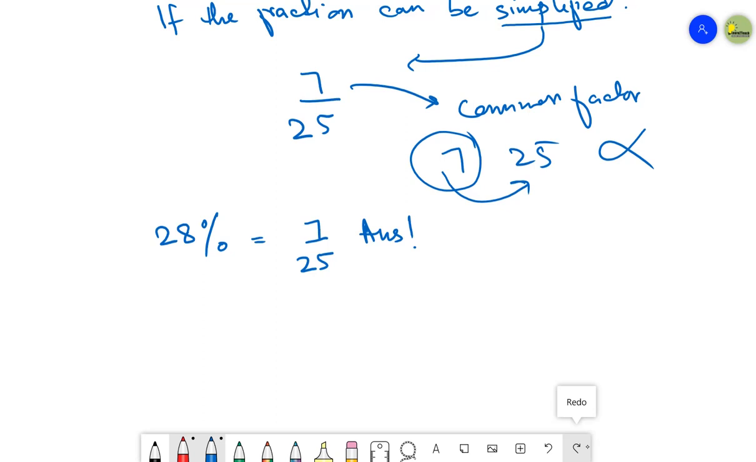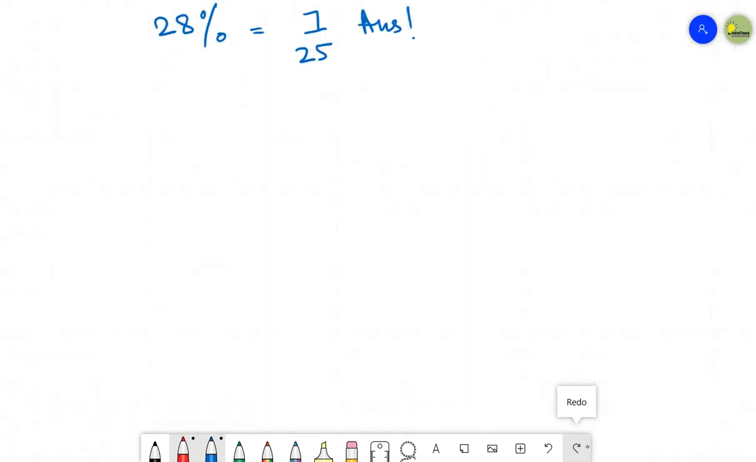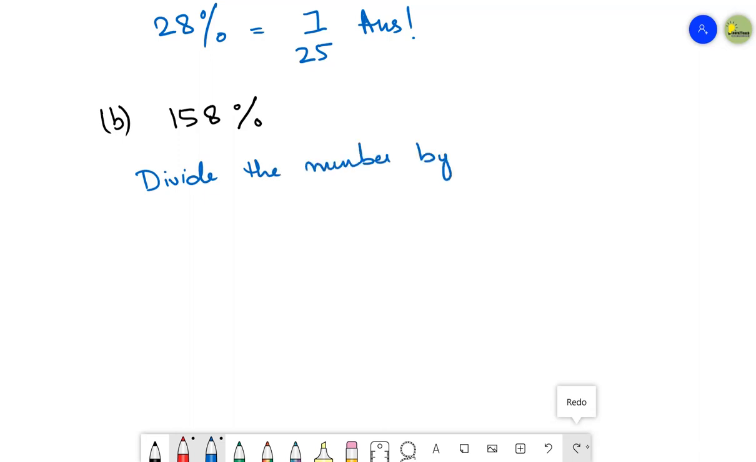Now let me move towards part B in order to make this concept clear to you. Let me do part B for you. Okay, in part B I have 158%. Now what you need to do, the very first step is to divide the number by 100. In order to divide the number by 100, you just need to write 100 in the denominator. So it is 158 divided by 100.